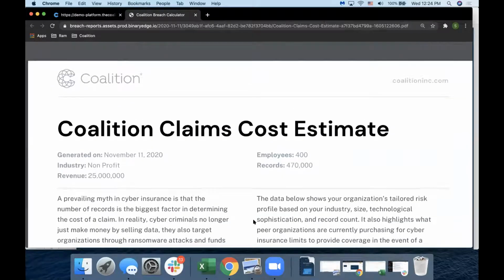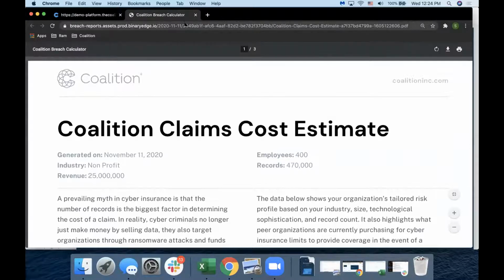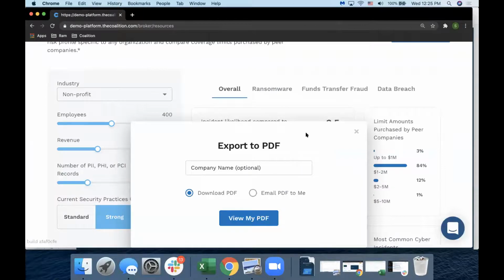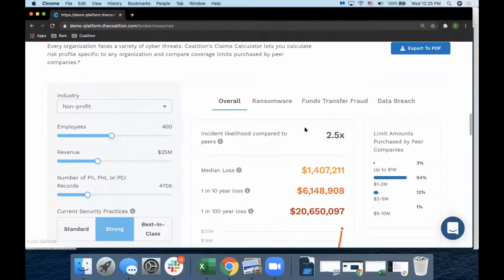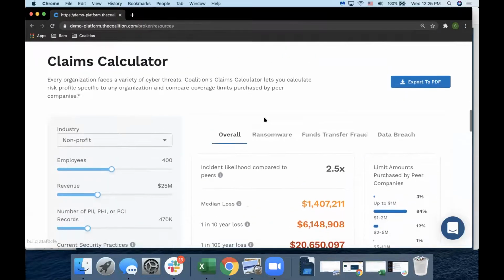So anyways, this is a PDF document. It's a client-ready document, in my opinion, that's available to you. All right. Now, I am going to transition and talk a little bit about the Coalition Risk Assessment. These documents are connected, and I'm going to talk to you specifically about how that is.